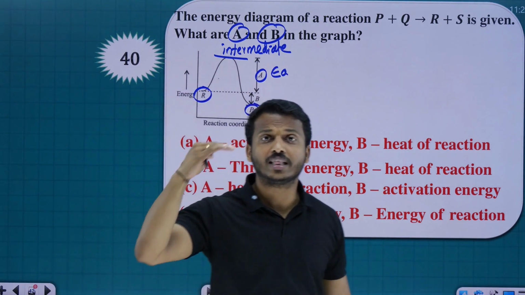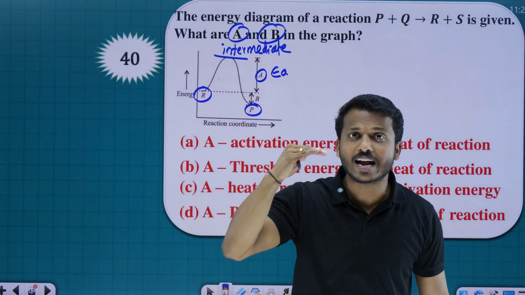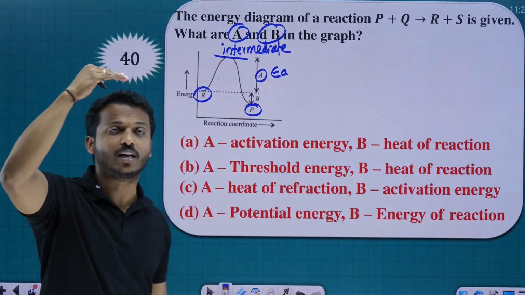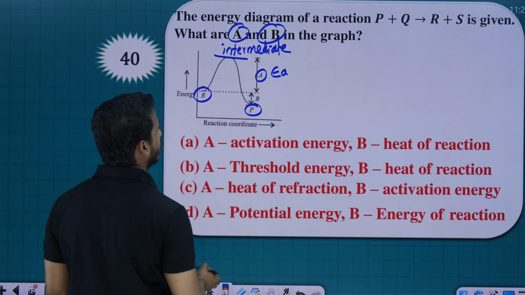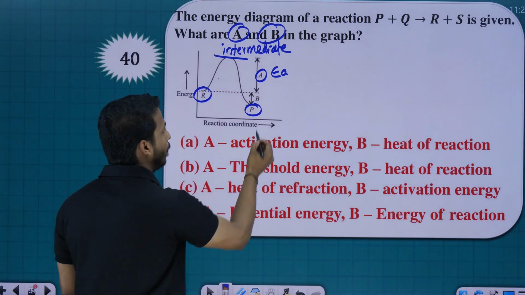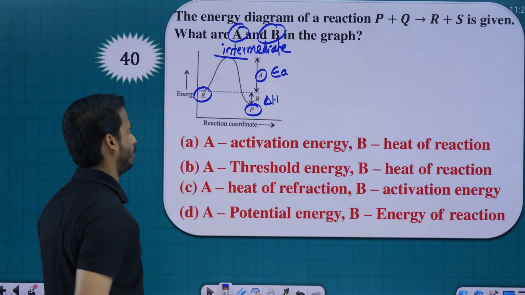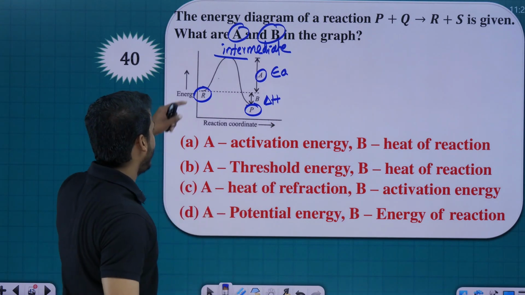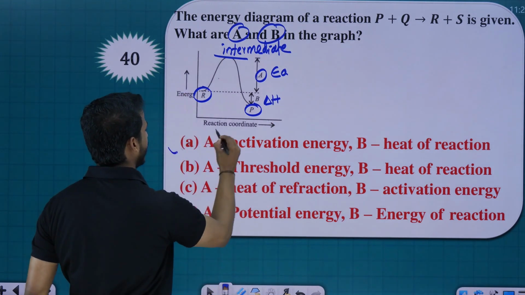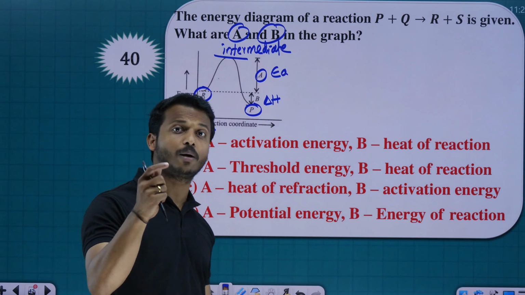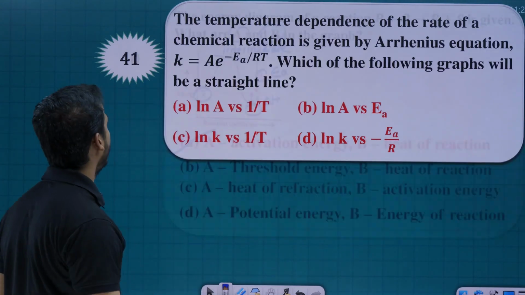What is activation energy? The energy difference between reactant and the activation state or intermediate. So A is activation energy, B is what? The enthalpy, that means the heat of the reaction. So A is the activation energy, B is the heat of reaction. Be careful about the graphs given in the textbook.